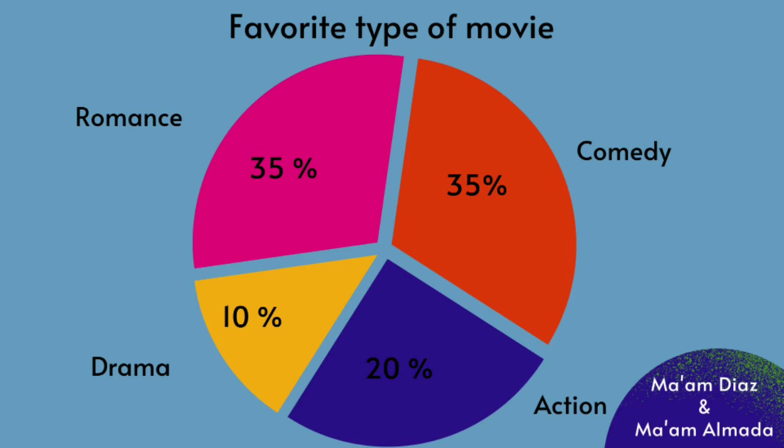This is an example of a pie chart about the favorite type of movie. In this pie chart, it shows that romance and comedy are the most favorite types of movie, while the least favorite type of movie is drama.